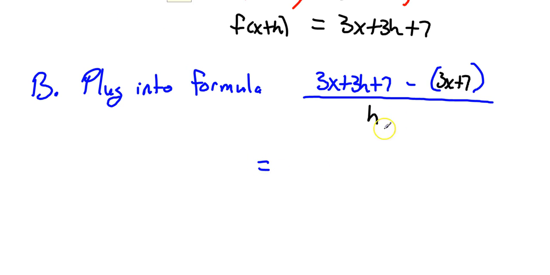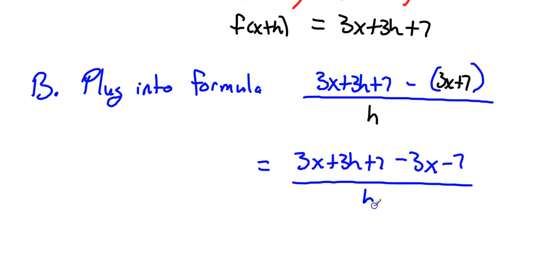All right, so from there, all we've got to really do is distributive property. You've got 3x plus 3h plus 7, minus 3x, and we're also going to do minus the 7. And that's over h. Right here, you have 3x minus 3x, so those two knock each other out. You've got a plus 7 and a minus 7. Those two knock each other out. So that will leave you with 3h over h. The h's knock each other out, which leaves you with 3.